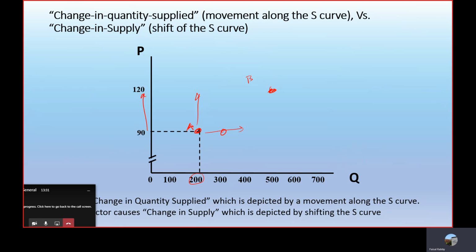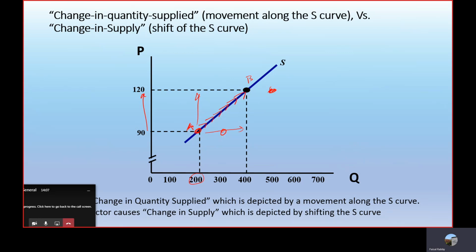So at a higher price, we'll have bigger than 200 as the quantity sellers would want to sell. Let's say they would like to sell 400, and point B is coordinating the 120 price and 400 units that sellers want to sell. So now if I connect points A and B, what I get is a supply curve portraying the law of supply, which means higher price, bigger quantity. That's it. So movement along the supply curve shows the effect of price.